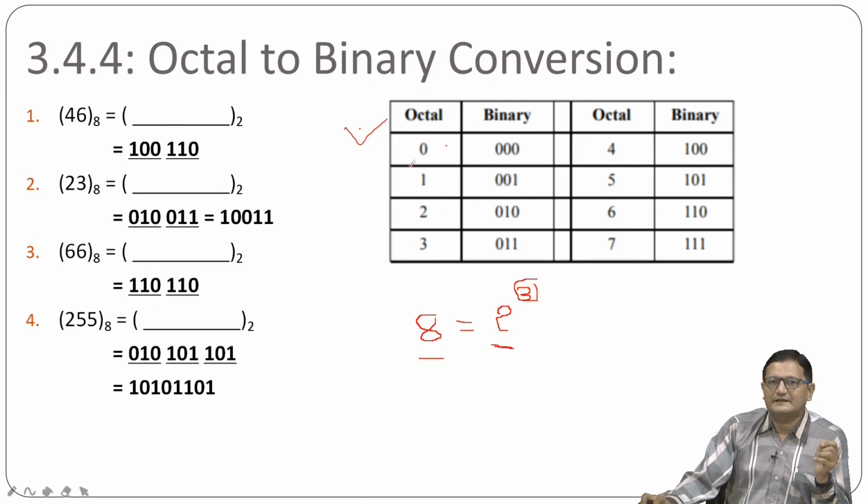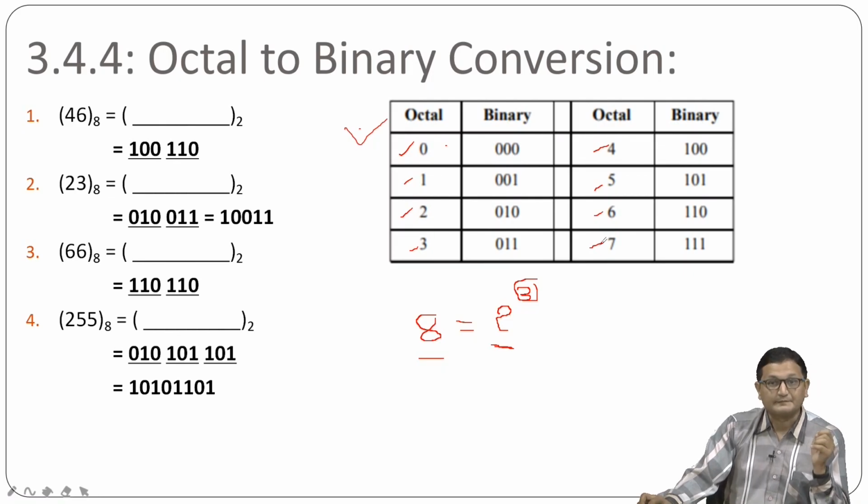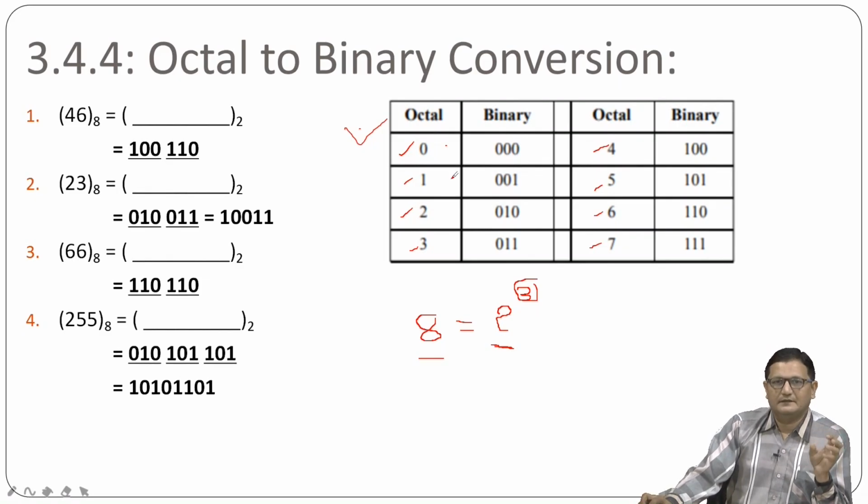So here you can see 0 will be represented as 000, 1 will be represented as 001, 2 as 010, 3 as 011, 4 as 100, 5 as 101, 6 as 110, and 7 as 111. Okay, fine. Now this table you need to use, and see, it's quite simple to memorize.